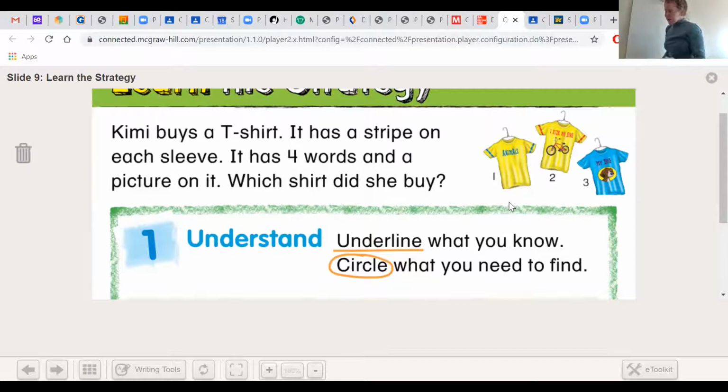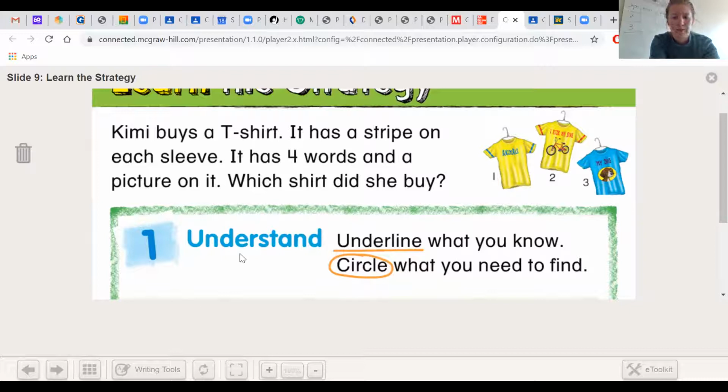Okay, so here's the shirts. It could either be shirt number 1, 2, or 3. Now, we need to see, is there a picture on it? And then we need to know how many words. And then we need to know if there's a stripe. So there's my table. Might be hard to see.